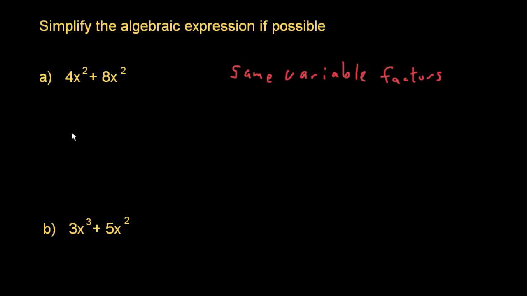We just add the coefficient parts, 4 plus 8, and 4 plus 8 is equal to 12. And then we just write what the variable part is, which is x to the second power. So 12x to the second power. What we do not want to do is write this as 12x to the fourth power. We do not add the exponents, we just keep the exponents the same.